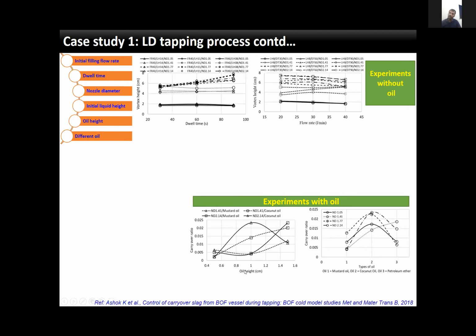You can see when the amount of oil increases, then the carryover ratio, that is the oil carryover, is increasing. And when different types of oil are plotted separately, and you replot it with a physical property, maybe the kinematic viscosity, you can see that if the kinematic viscosity increases for the slag, then the slag carryover decreases. So that's the trend it will give when you plot it with the property.